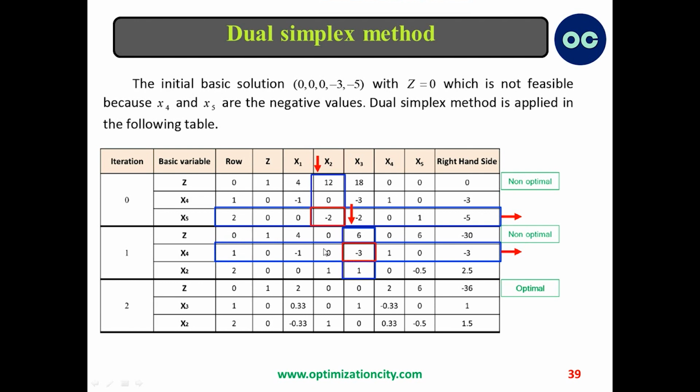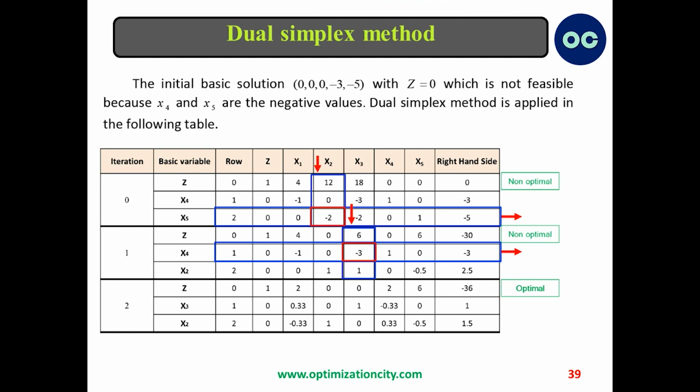We examine the solution and find it's optimal because none of the right hand sides is negative. So the algorithm is finished. You can see that the optimal solution for this problem is x1 is 0, x2 is 1.5, x3 is 1, and x4 and x5 are equal to 0.